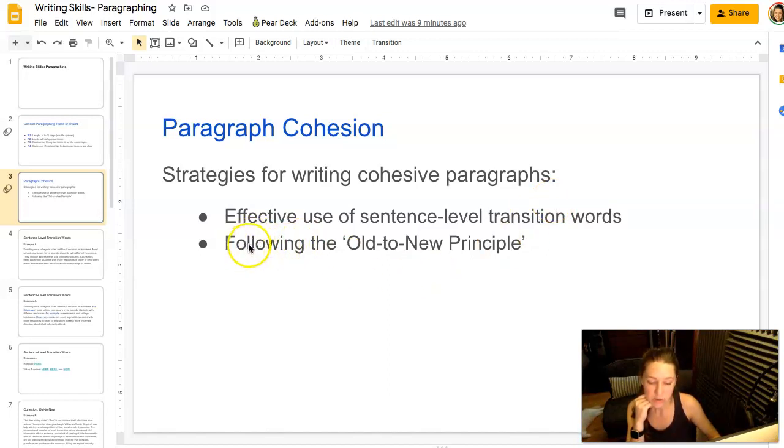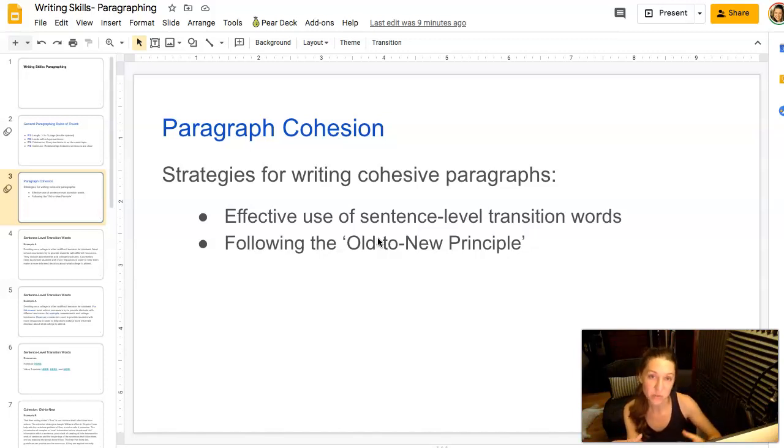The other thing that we'll look at is something called the old to new principle. As a general rule, familiar information is easier to process than new information. This applies to just information your reader will already be familiar with, but also just anything that's already been said in your paper. So think of anything that's already come up, whether it's an idea, a sentence, something you've referenced, that moving from old to new makes the reader's ability to sort of process information easier.